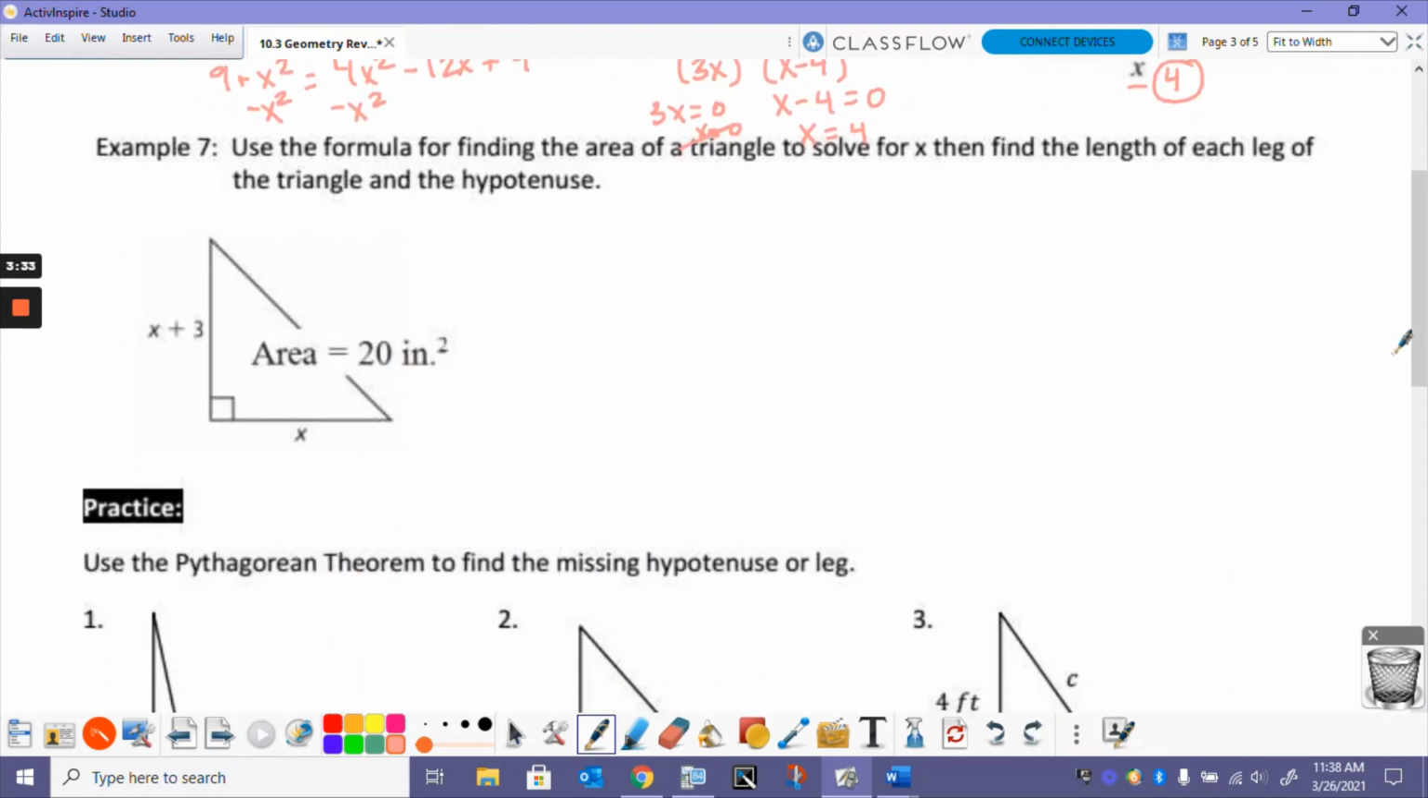And then last but not least, we have example 7. Use the formula for finding the area of a triangle to solve for x, and then find the length of each leg of the triangle and the hypotenuse.